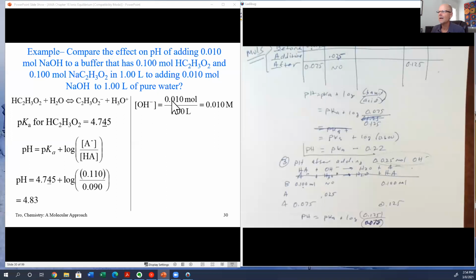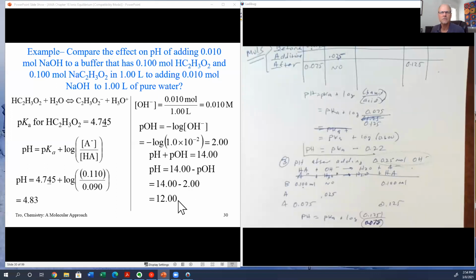But what happens if I add 0.010 moles of base to a liter of pure water? Well, the OH minus is 10 to the minus 2 and the pH is 12. So if I add the OH minus to a buffer, the pH goes from 4.7 to 4.8. If I add the same amount of OH minus to pure water, the pH goes from, well, what's the pH of pure water? 7 to 12. You see the difference?